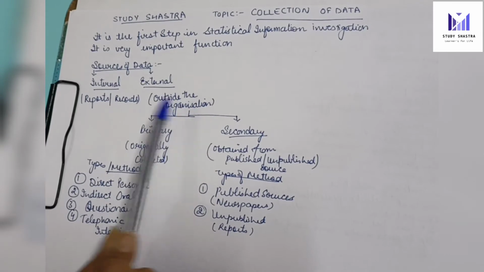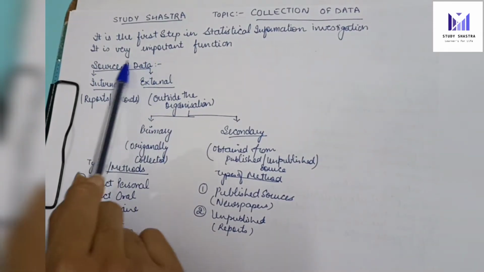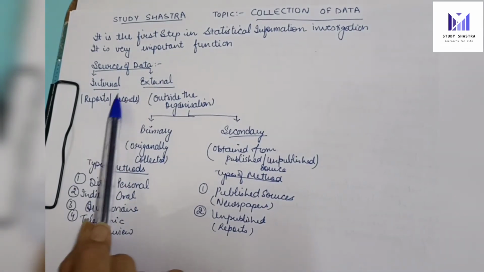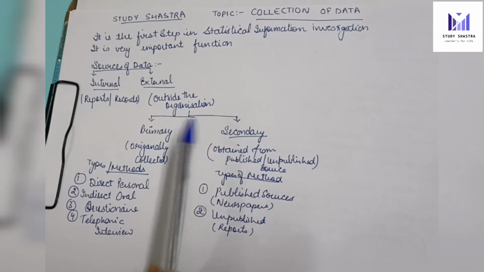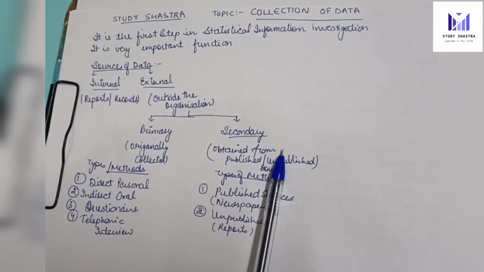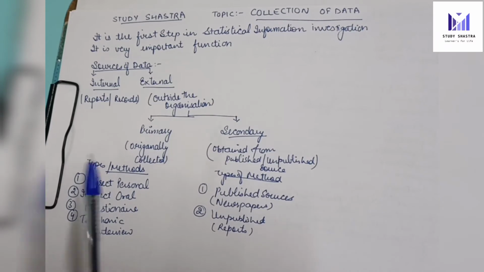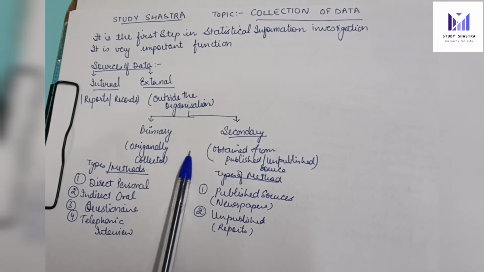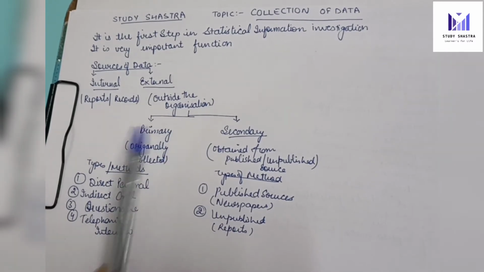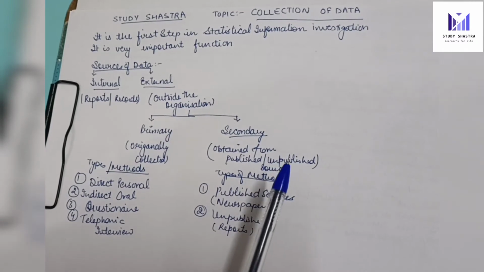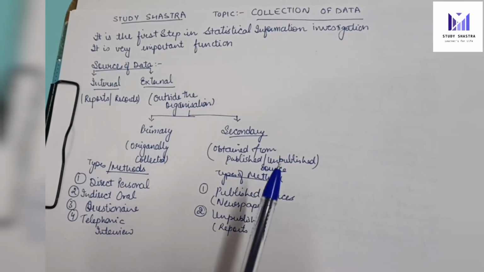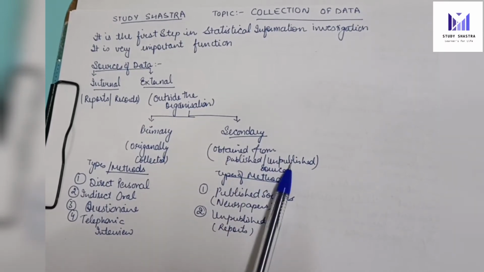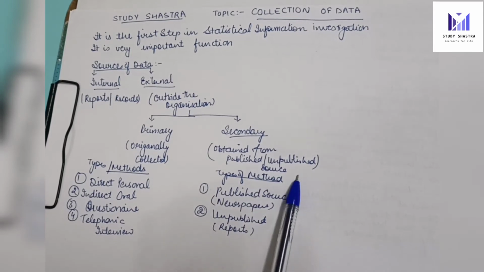Now after studying the sources of collection of data, how can we determine the data source? We will find the external source has two types. First is primary data and second is secondary data. Primary data is the data which is originally collected by an investigator or agency for the first time for a specific purpose. Whereas secondary data is not directly collected but rather obtained from published or unpublished sources.